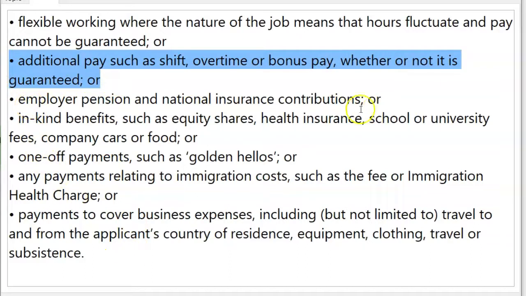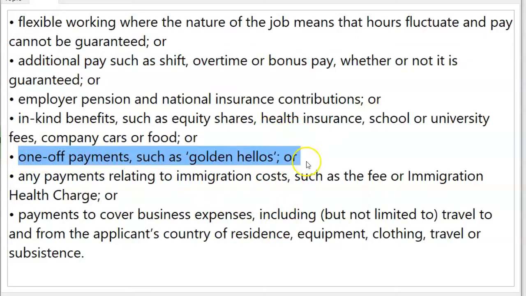Your pension or national insurance contributions are going to be excluded from the calculations, and so are in-kind benefits such as equity shares, health insurance, school or university fees, and one-off payments. Let's say at the beginning of your employment, the employer may want to pay you what is known as golden hellos. This will not be accepted.